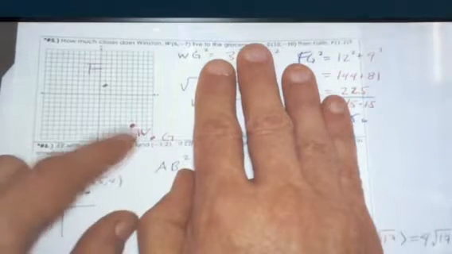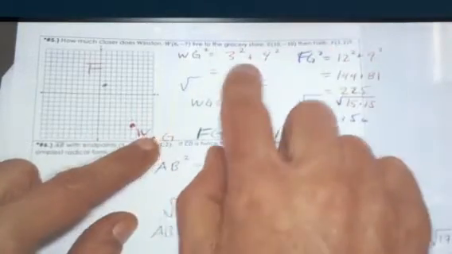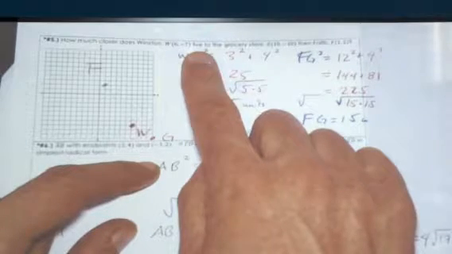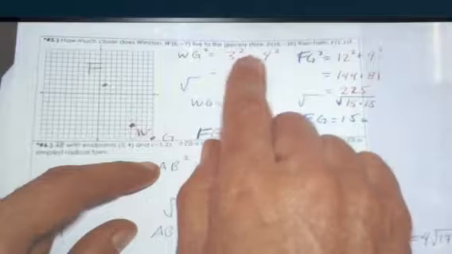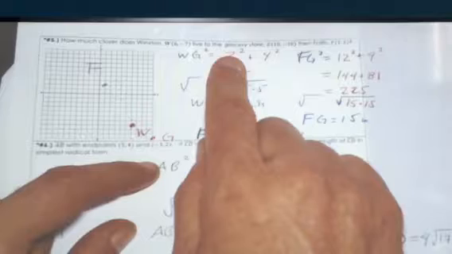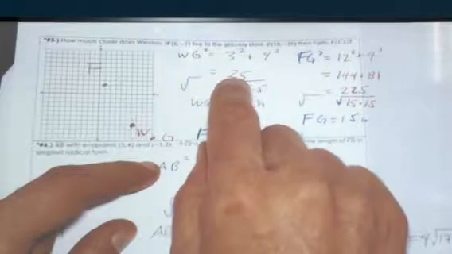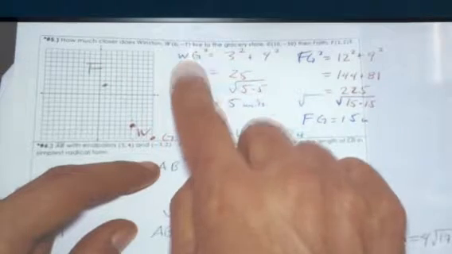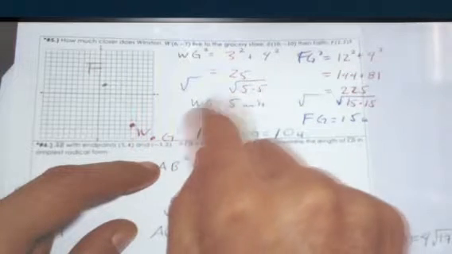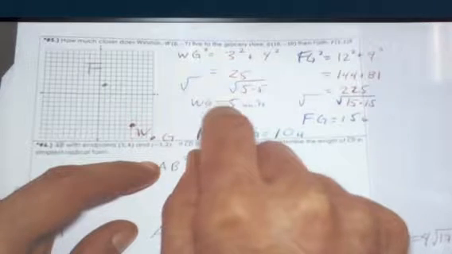He needs to go down 3 and right 4. Do I have this right? Yeah. So Winston to the grocery squared equals 3 squared plus 4 squared, which is 9 plus 16 equals 25. To find Winston to the grocery store, take the square root of both sides. The square root of 25 is 5 units.